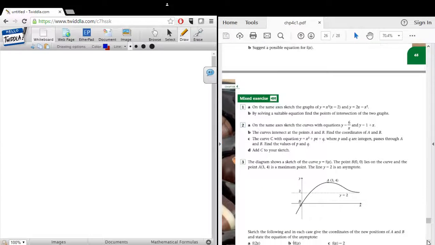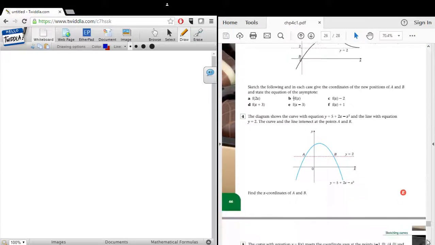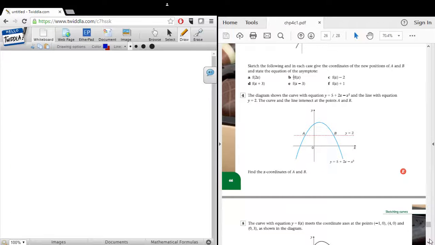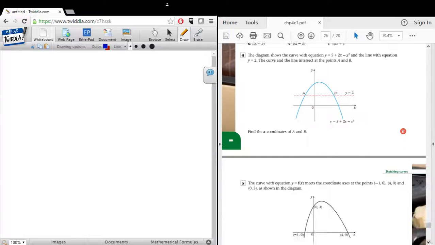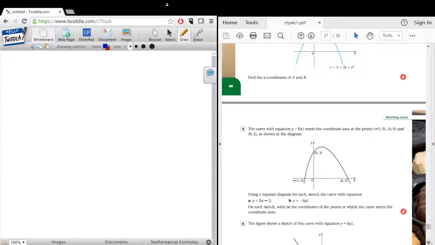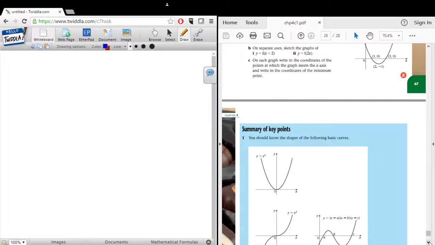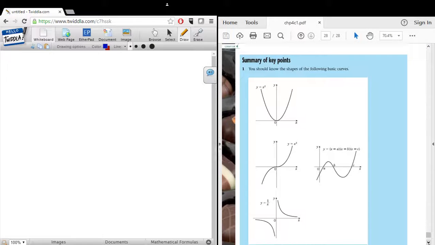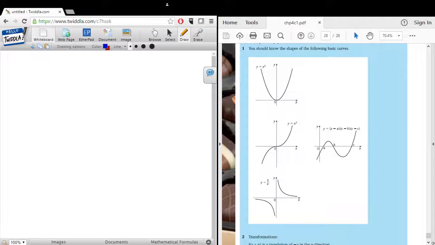Okay, mixed exercises, and then you can go through that. It's just an amalgamation of all the exercises with regards to the subsections that we've done before. And then here we go. We have the summary of key points, which we've already gone through. Alright, so that's the end of chapter 4.